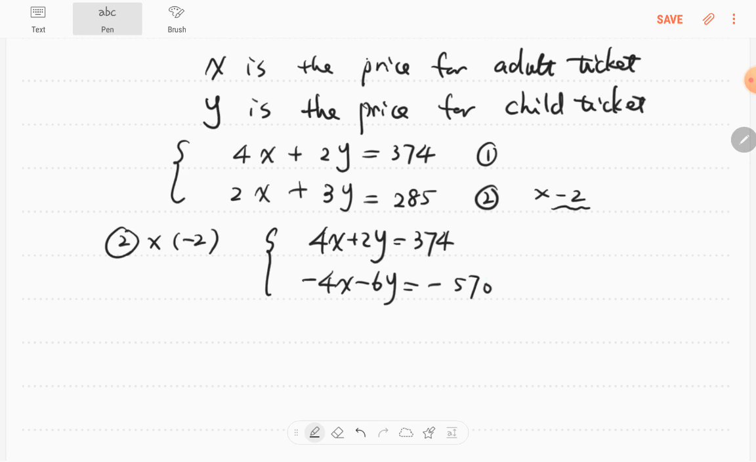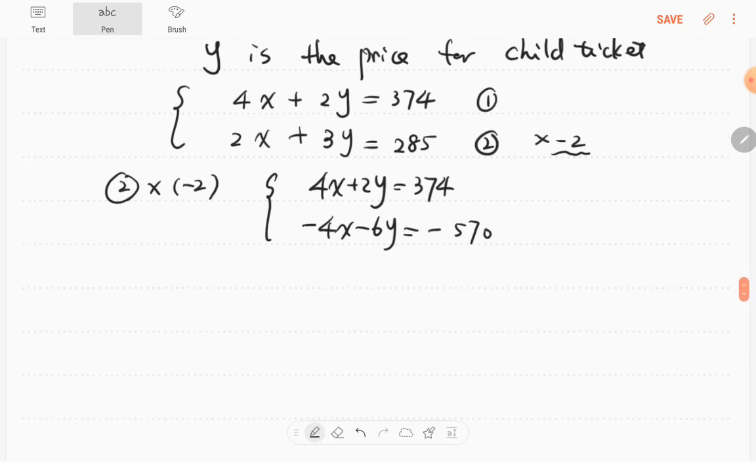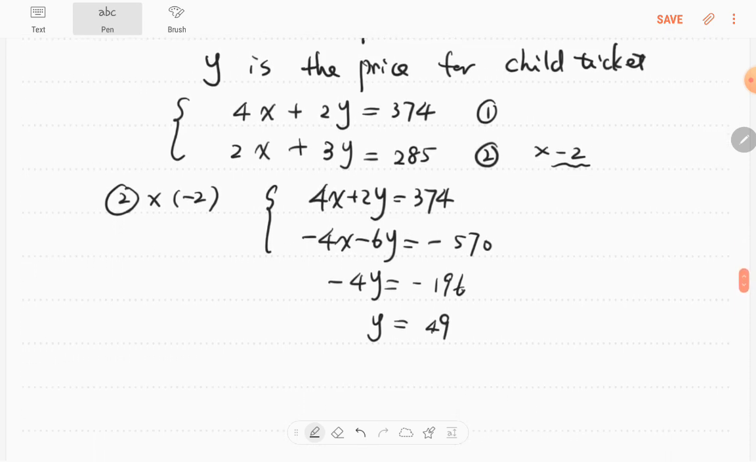So after that, we could use the addition method, right? We add the left side together to eliminate the x term. 4x minus 4x, there is no x. We only keep the y term. So after that, we could solve it. Y is equal to 49. So we already solved one variable.